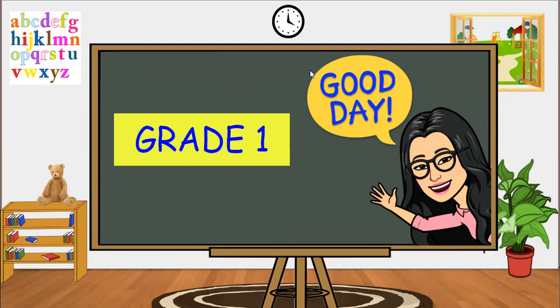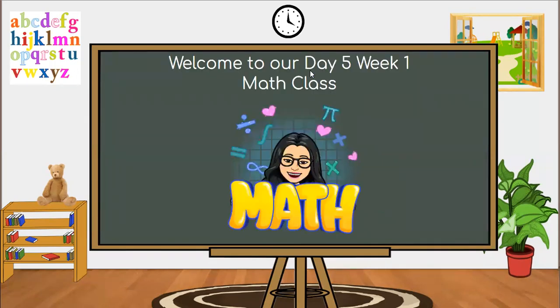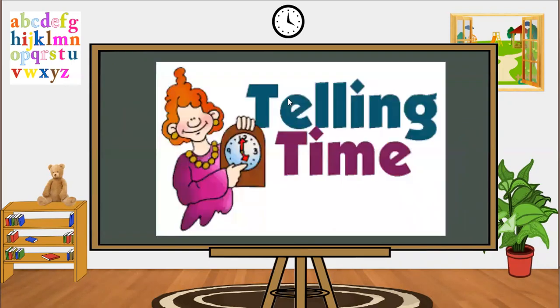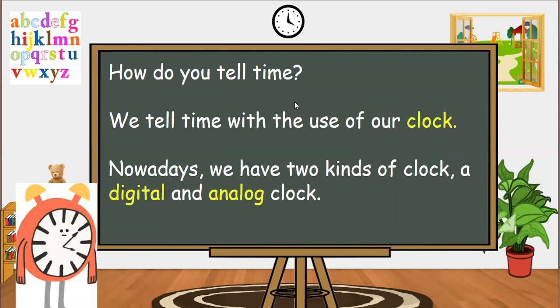Wow, that's great. Okay, so welcome to our day five, week one math class. Today we are going to learn about time. For your learning objective, you're going to tell and write the time by using an analog clock. So how do you tell time? We tell time with the use of our clock.